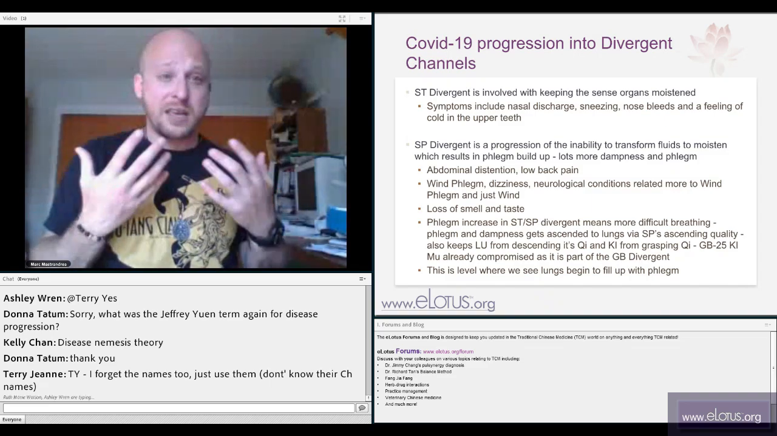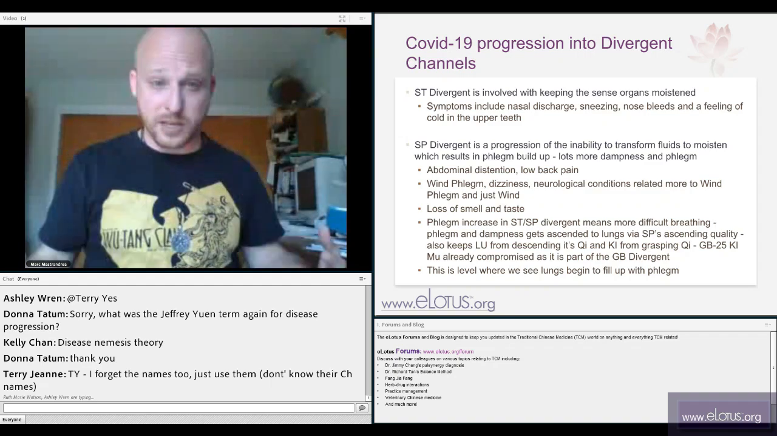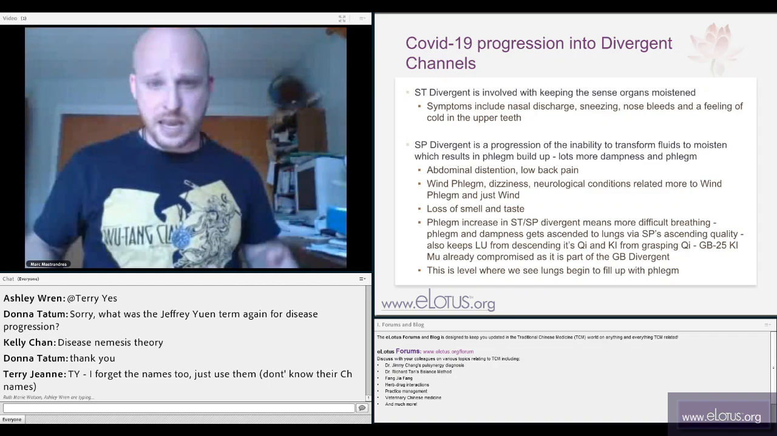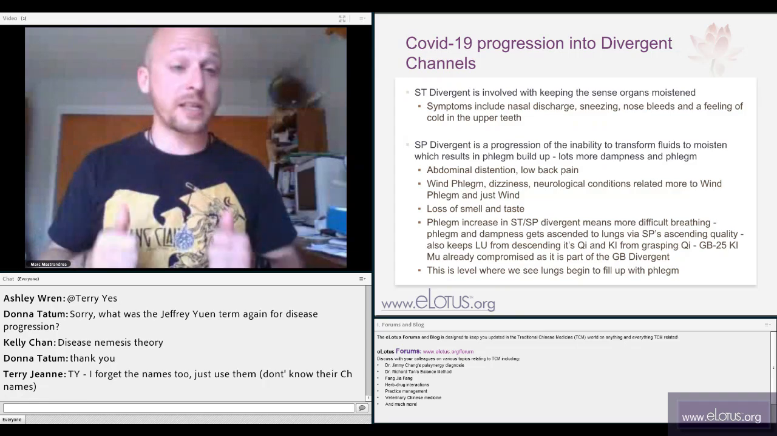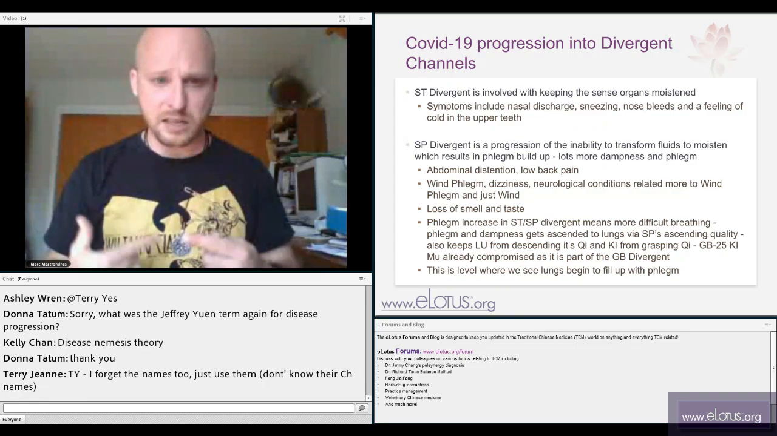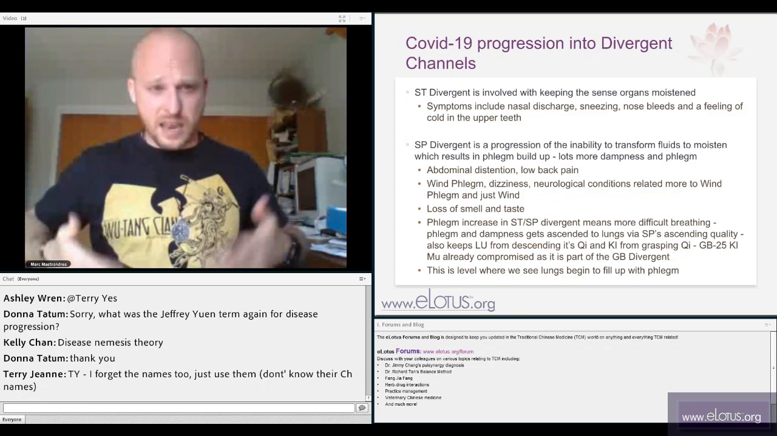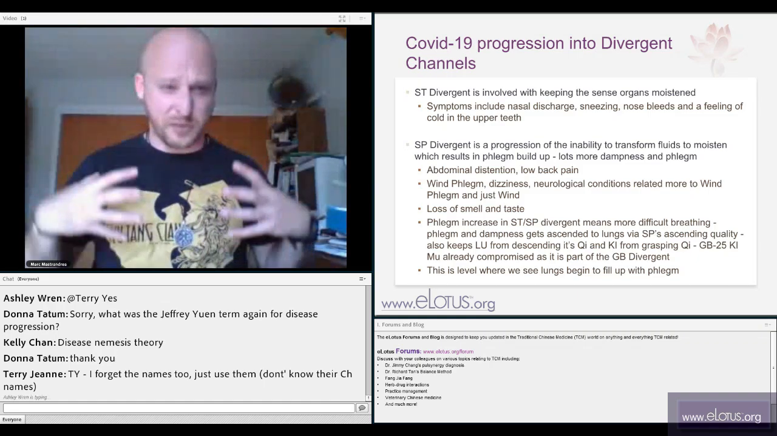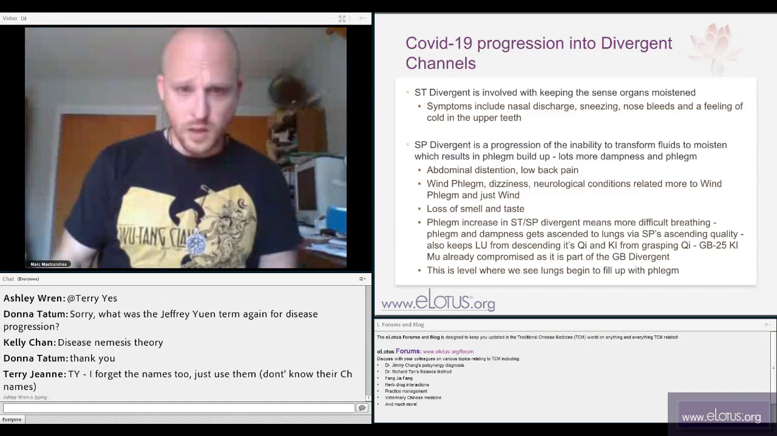But now the lungs are already weighed down because they're already weak from everything else. So you're going to start to see an increase in what? An increase in pneumonial symptoms, right? It's starting to move into the lungs here more. Not just coughing and diaphragmatic constriction. Now you're seeing phlegm start to set in, right?